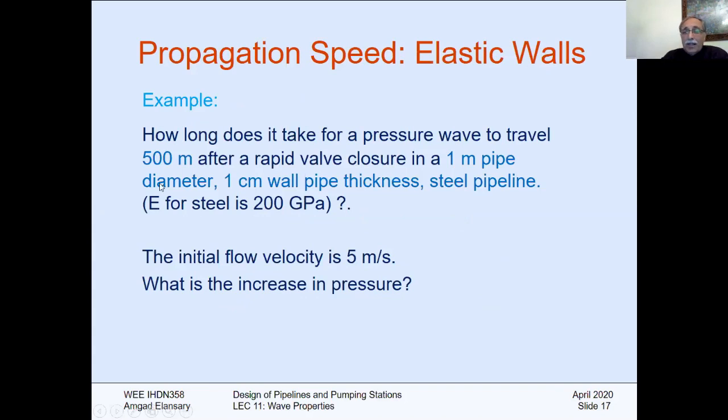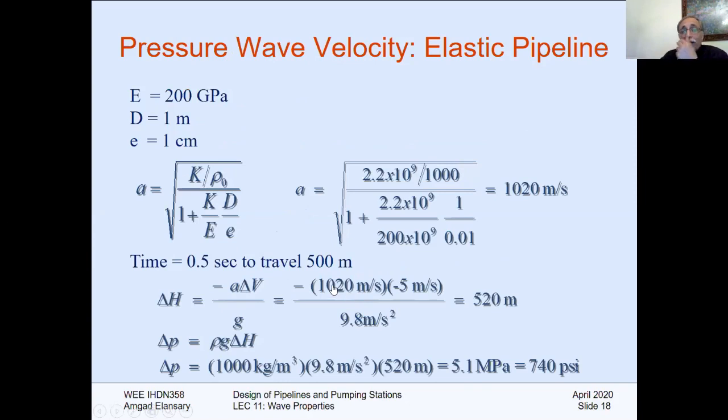Propagation speed. If we have an example like that: how long does it take for a pressure wave to travel 500 meters after a rapid valve closure in a 1 meter pipe diameter, 1 centimeter wall thickness, steel pipeline? If I said steel, you go to the table, you will find that E is 200 gigapascal. If you consider the initial velocity 5 meters per second, for example, what will be the increase in the pressure? First, we have to calculate the wave speed.